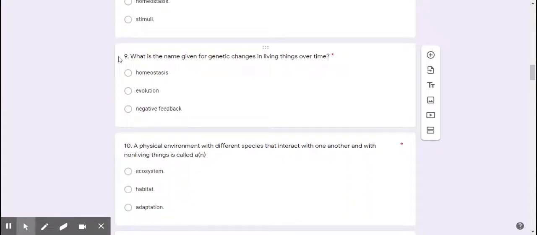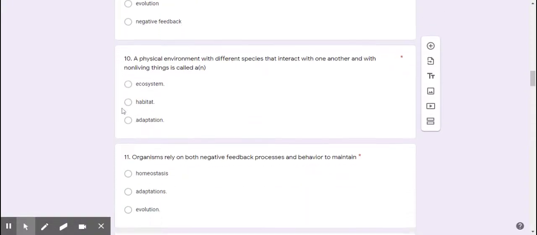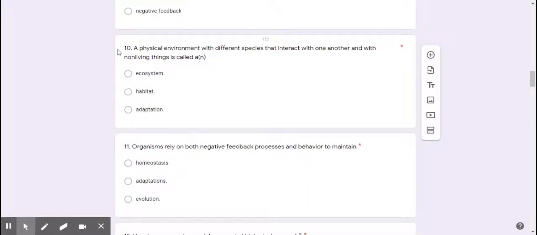Number 9, what is the name given for genetic changes in living things over time? Homeostasis, evolution, or negative feedback? Number 10, a physical environment with different species that interact with one another and with non-living things is called ecosystem, habitat, or adaptation.